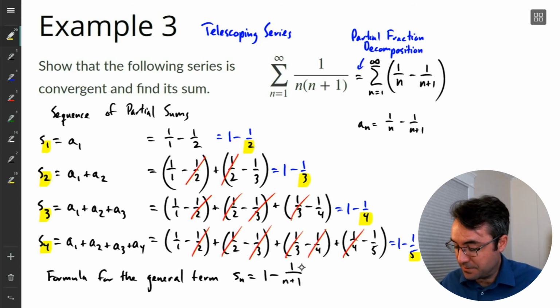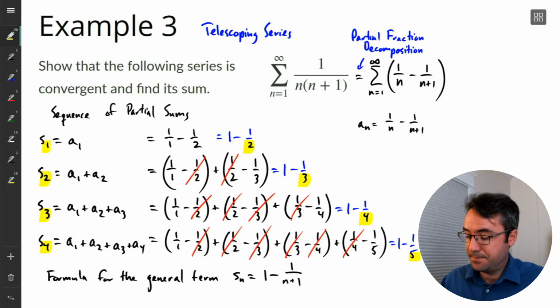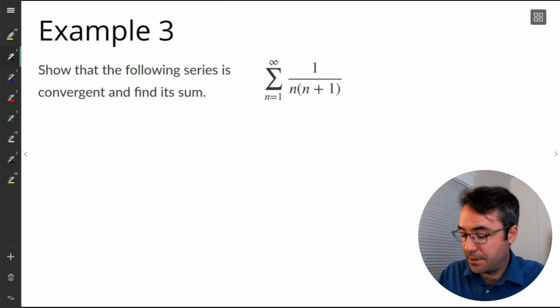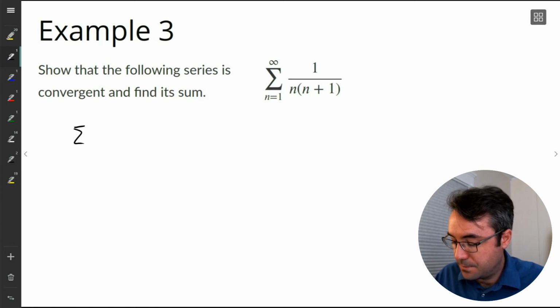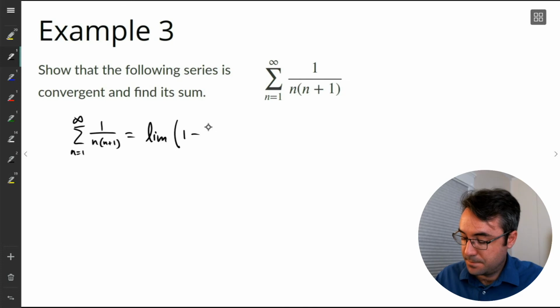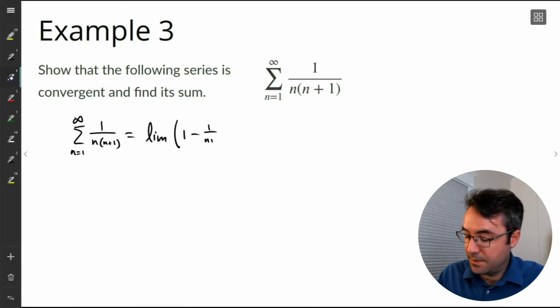And because we're able to find this nice general term here, it's nice and simplified, it's a nice little formula, we're actually going to be able to do the limit of it. So that's what we're going to do in the last part here. So we know our series is equal to the limit of our sequence of partial sums, and it's the limit as n goes to infinity.